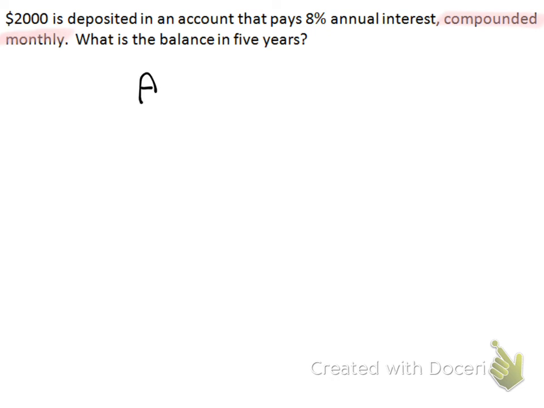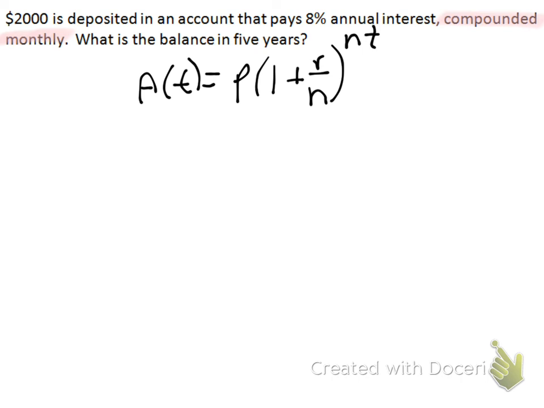That equation is A of t equals P times 1 plus your rate in decimals divided by the number of times it's compounding per year, raised to the number of times it's compounded per year times t. So in this case, I'm going to fill in what I know. I know my principal amount. That's my initial amount, which is $20,000. 1 plus my annual interest rate.